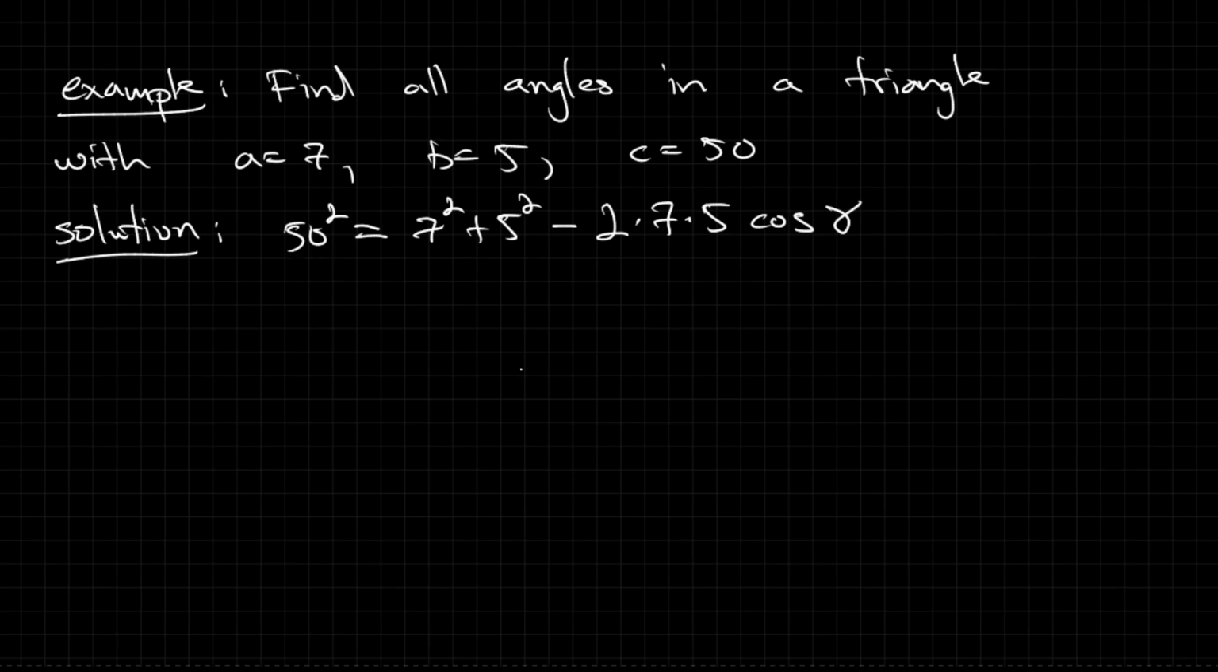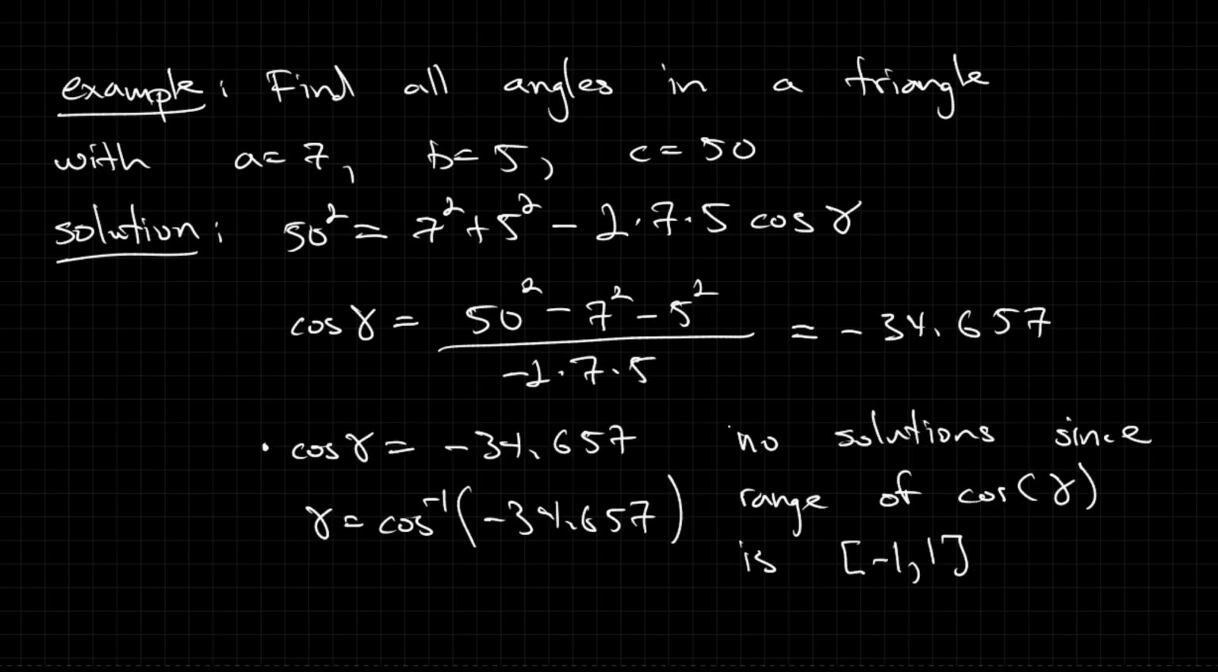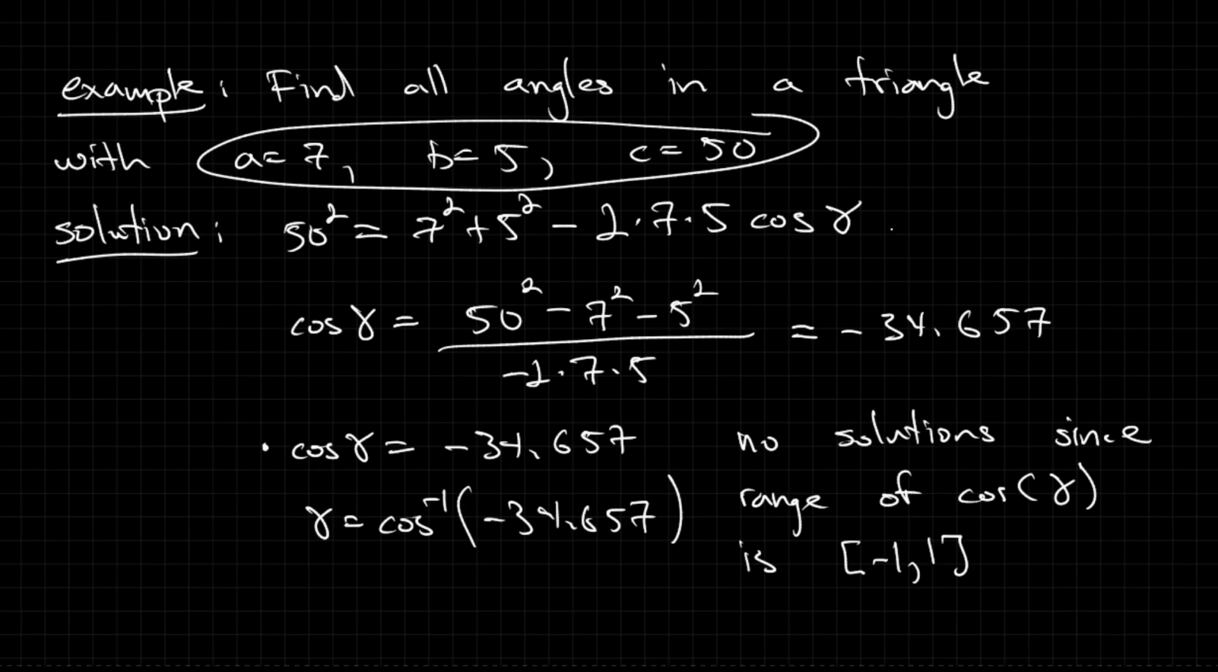So cosine of gamma, I'm going to do a few steps in one. I'm going to subtract 7 squared and 5 squared, and then I'm going to divide by -2 times 7 times 5. So 50 squared minus 7 squared minus 5 squared, all divided by -2 times 7 times 5. When something like this happens, then your conclusion is that there are no triangles for which A is 7, B is 5, and C is 50.